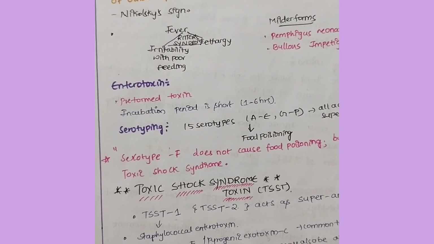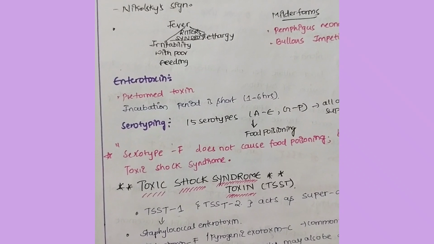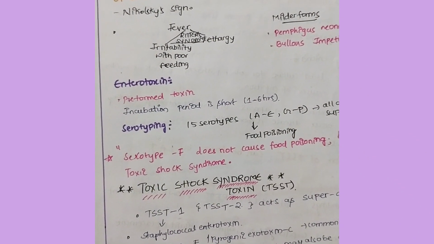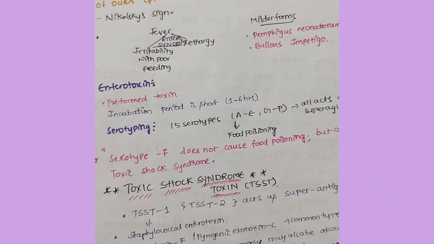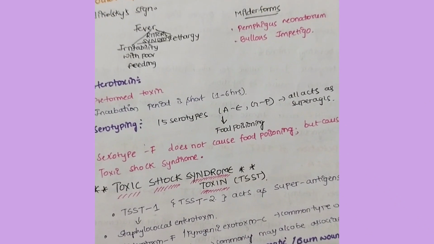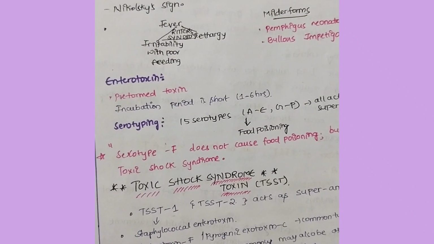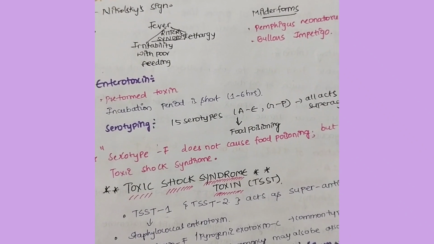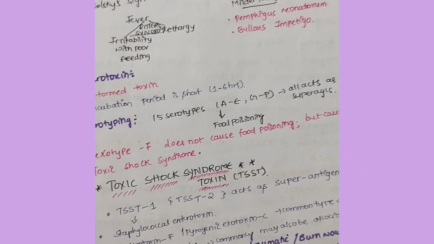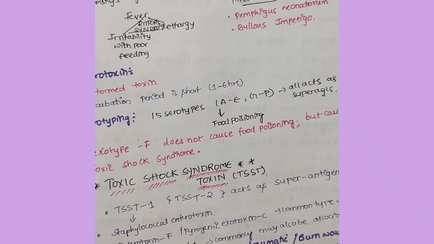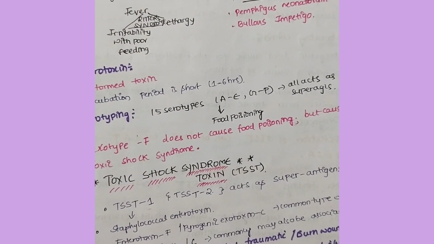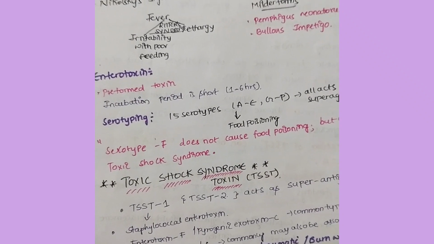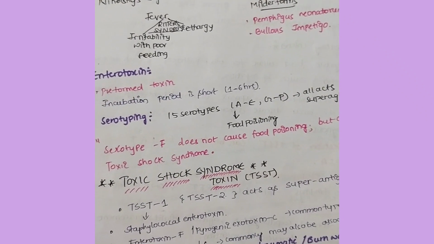It is further divided into two subtypes: epidermolytic toxin A and epidermolytic toxin B, which are responsible for staphylococcal scalded skin syndrome. Blisters will be seen, and these blisters further lead to bullae formation. In severe cases, if we don't treat this condition, it further leads to exfoliation, separation of the outer epidermal layer, leaving the underlying skin.